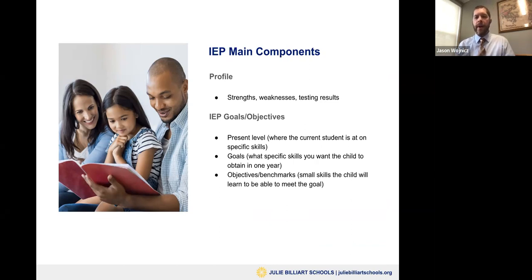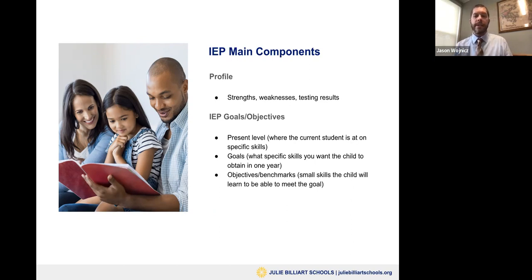But then you come to the profile. And the profile is really supposed to be a strong snapshot of the child's current performance inside the classroom setting, really inside the total educational setting. That includes things like specials. That includes things like social opportunities as well, because that social growth, such as during lunchtime or recess time, is a vital part of the education program as well. And so this profile is going to outline those strengths. It's going to outline the weaknesses, and it's going to include testing results as well.